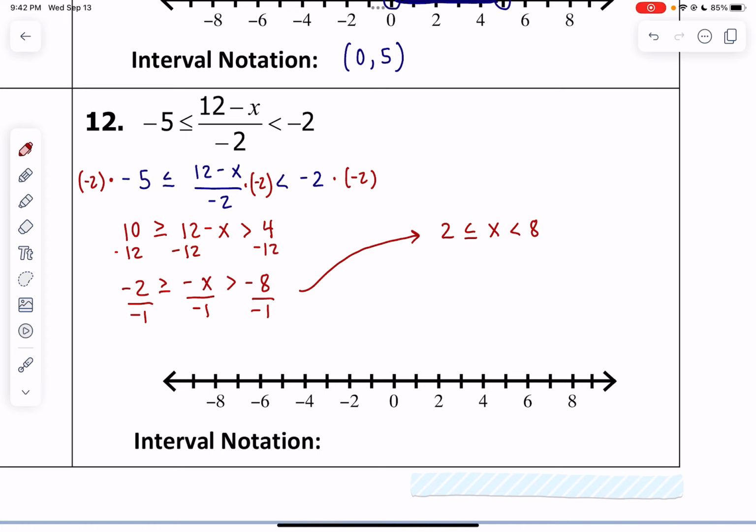All right. Now that we have constructed our interval and isolated the x, we could go ahead and construct our number line. So we start off at 2, closed circle, and we end off at 8, open circle. Everything in between will be part of our solution. All right. So after we construct the number line, once again, we construct our interval notation, which would just be bracket 2, 8, parentheses.